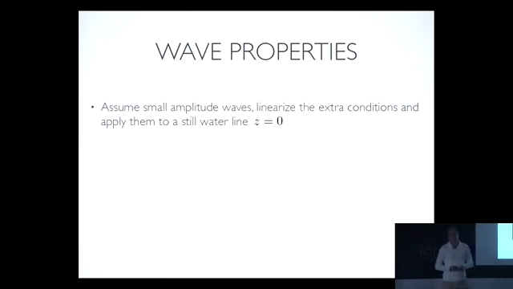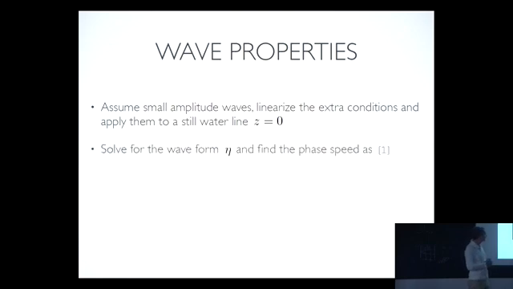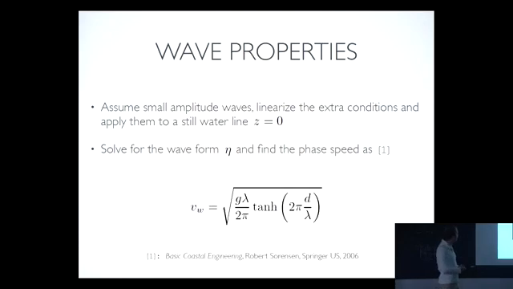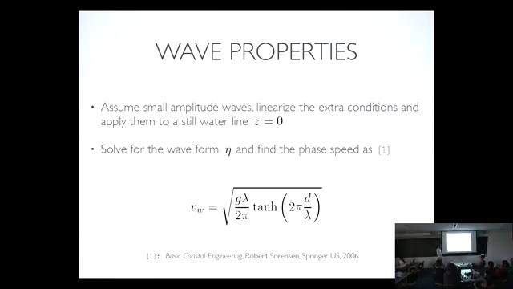And now we use the assumption that we have small waves. So for the last two conditions we had, we linearize those and apply them to a still water line, because when we have smaller amplitudes, we can apply them instead at z equals 0. After we have done this, we can explicitly solve for eta and find the phase speed of a moving wave as the following: v_w equals the square root of (g lambda over 2 pi) times tanh(2 pi d over lambda). And this is from the book Basic Coastal Engineering by Robert Sørensen.